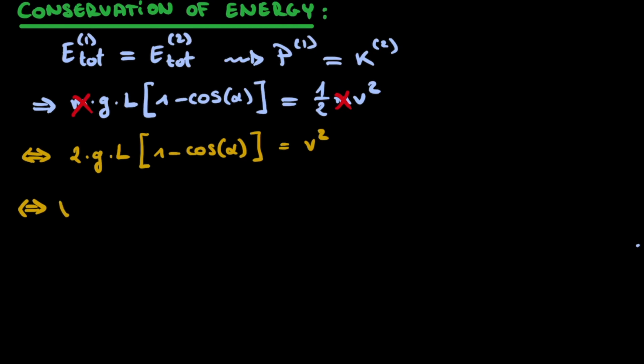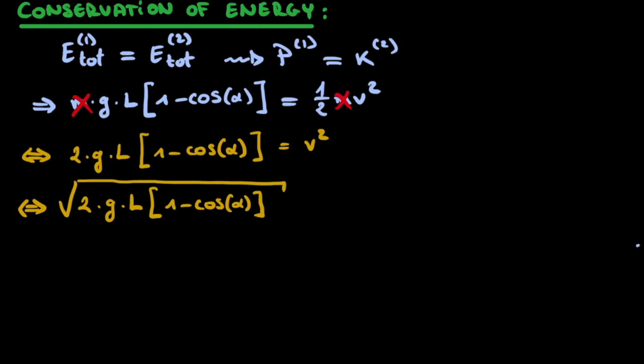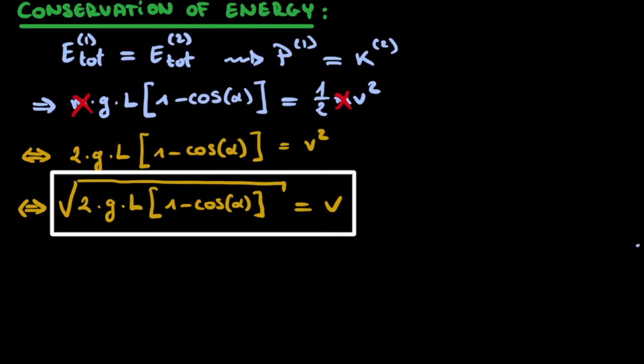And at this point, we can very easily take the square root on both sides of this equality sign. So we get on the left-hand side the square root of 2 times g times L multiplied by 1 minus the cosine of alpha, and we close the square root. And on the right-hand side, we simply have v. So at this point, we have found our solution. We have that the velocity when our pendulum is hanging vertically is simply this left-hand side right here.